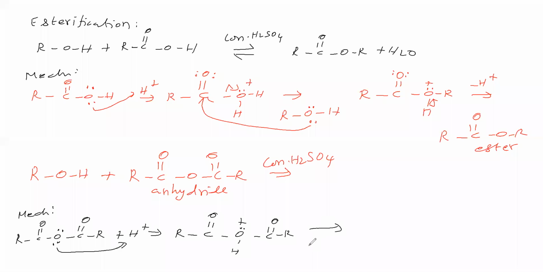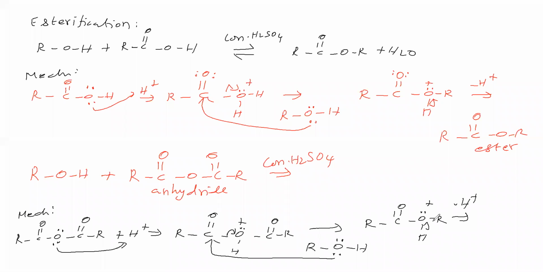Then what happens is alcohol is attacking. This alcohol is attacking this carbon. This bond is migrating. Therefore, we are getting R C double bond O, OH, and this oxygen will have a positive charge. Carboxylic acid is removed. Then from here H plus will be removed. This bond is shifting like this. So we are getting ester. So alcohol reacting with anhydride gives ester.